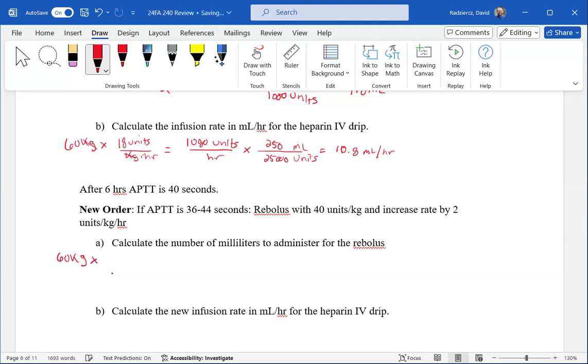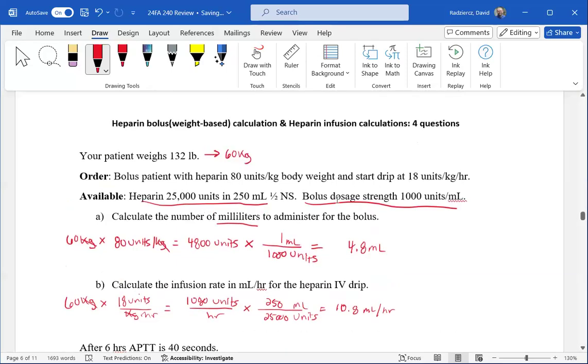Now in this, instead of 80 units for the bolus, we're only going to do 40. That's going to give me 2,400 units. Again, we don't want units, we want milliliters. And if you're ever stuck and wondering which available do I use, because I have 2 availables that have units and milliliters: if you're calculating bolus, use the bolus. If you're calculating the infusion, use the IV.